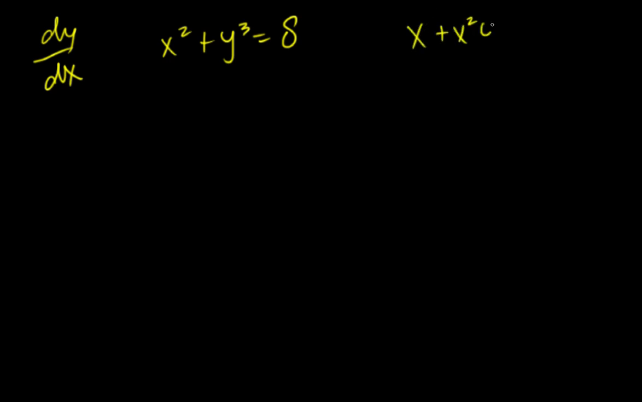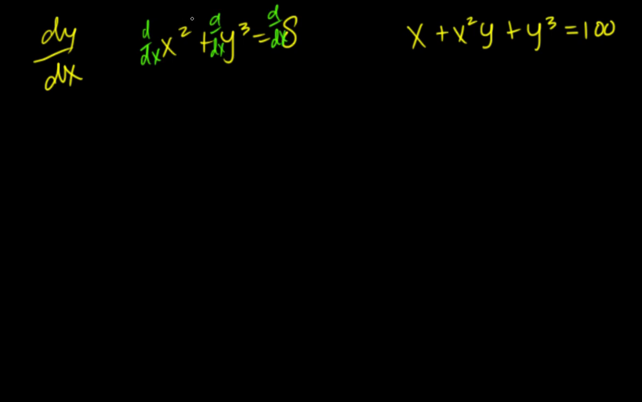Okay. Then we need to find dy/dx if we're given x squared plus y cubed equals 8. And also if we get x plus x squared y plus y cubed equals 100. Okay, so what we're going to do is take the derivative of all the pieces. So d/dx, so with respect to x.